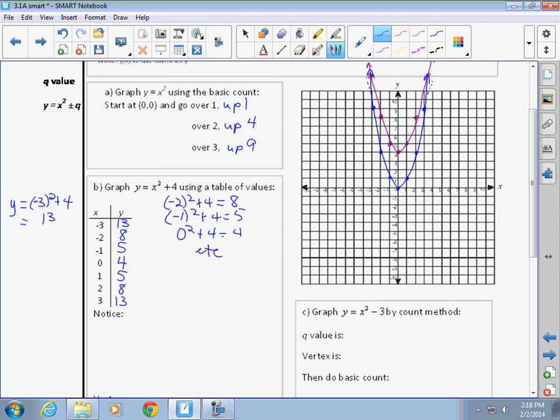So what do we notice? Well, basically what we have here is the exact same graph as we did for y is equal to x squared. The only difference is my graph has moved. It has gone up 4 spots.